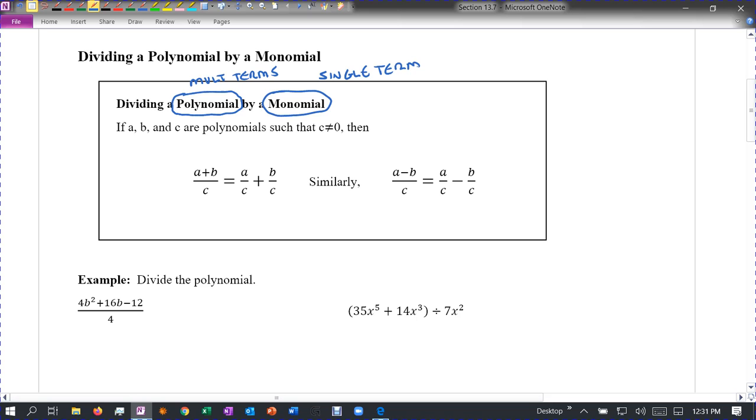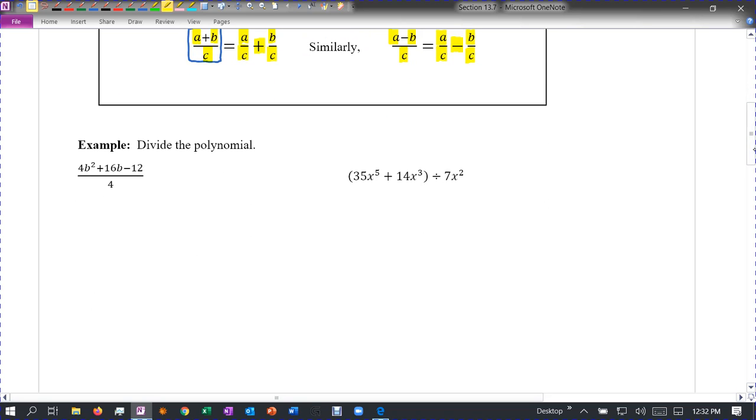We want to keep in mind that anytime we do this, we're going to be dividing, and so we can use these rules that we had with division. So if you have a fraction, a plus b over c, you can separate it. You can put the a over the c, then the plus sign, and then the b over the c. And same thing goes with subtraction. If you have a minus b over c, you can go a over c, and then minus the b over the c.